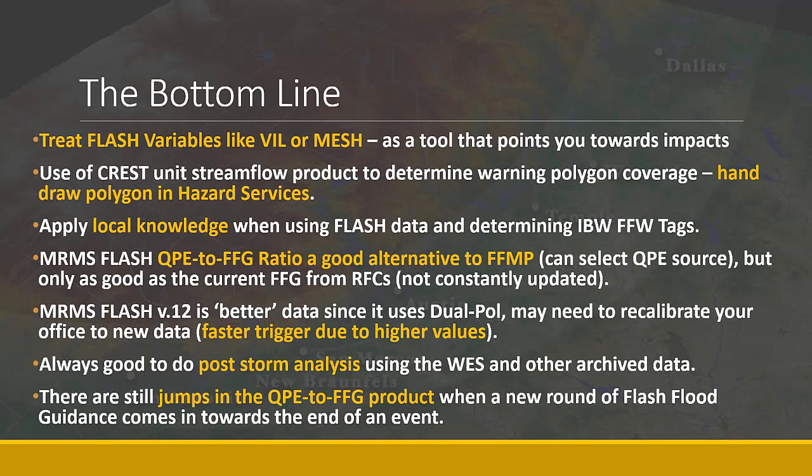The Flash now is better because of that dual pol basis, because of the different rainfall rates. But one thing, you may need to recalibrate yourself in your office to a faster trigger due to those higher values that are now being presented, those more accurate values. Always do good post-storm analysis. Go back and figure out what went wrong, what went right, what in the data you can look at next time to make things better.